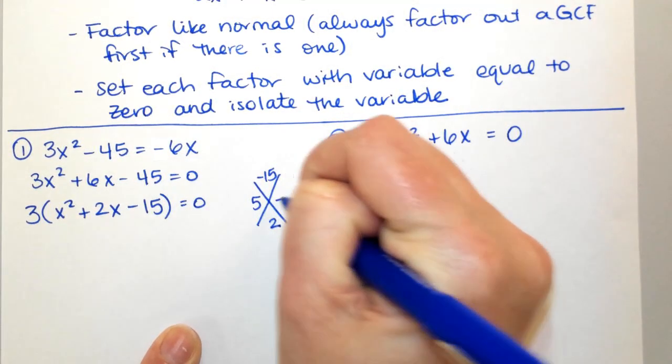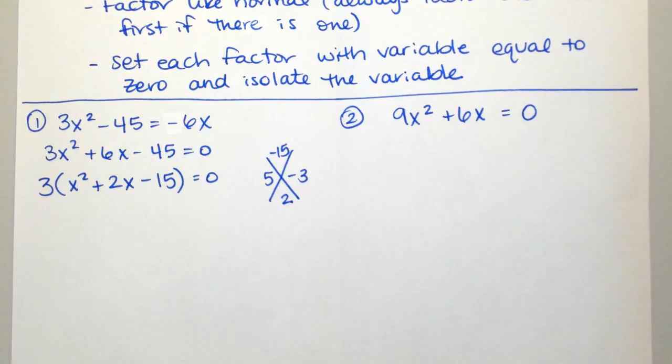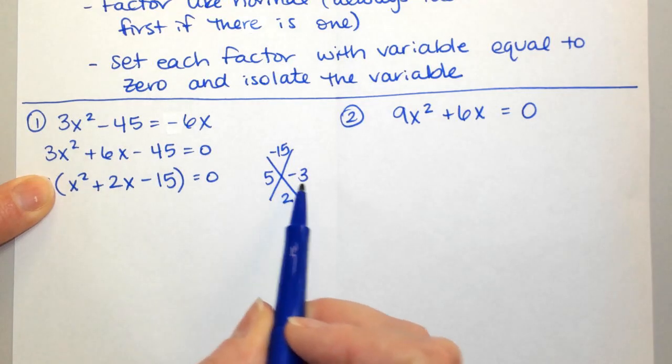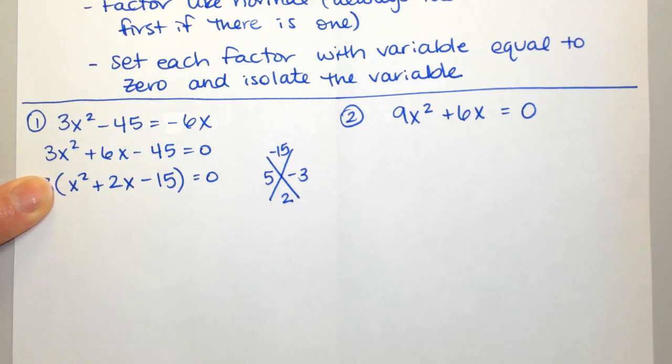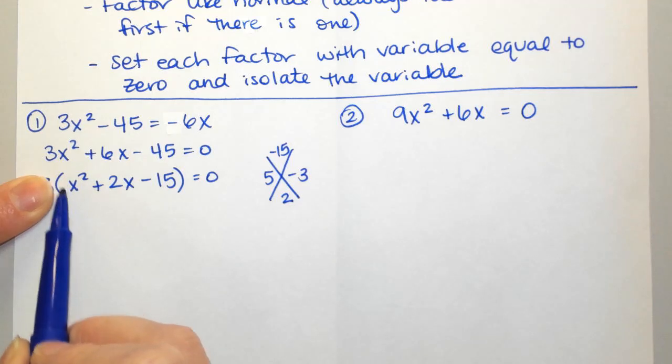Good, so 5 and negative 3. Exactly. And so from here, you could start to rewrite this trinomial and split up that middle term as 5x and negative 3x. But just to start talking about shortcuts, if my leading coefficient is 1, I can actually go straight to the factors.